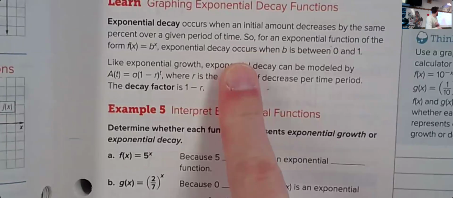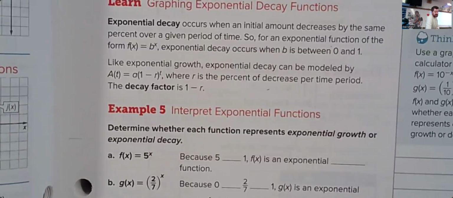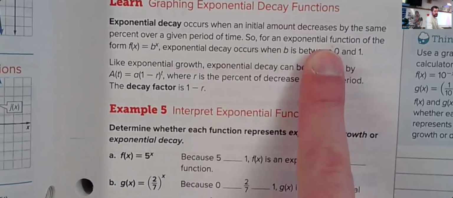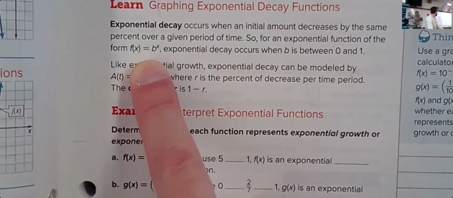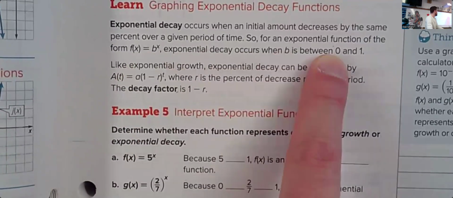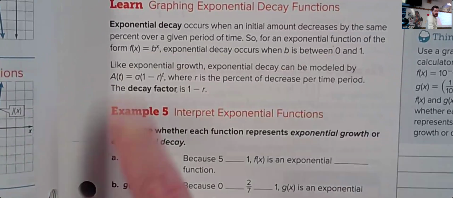And it actually tells us that here with decay. So exponential decay occurs when an initial amount decreases by the same percent over a given period of time. So like growth increases by the same percent over a given period of time. So for an exponential growth function of the form, just our standard or basic f of x equals b to the x power, exponential decay occurs when b is between 0 and 1. So if b is greater than 1, it's going to be going up. If b is less than 1, but still greater than 0, it's going to be coming down. If b is negative, then that's when it flips it over the x-axis.